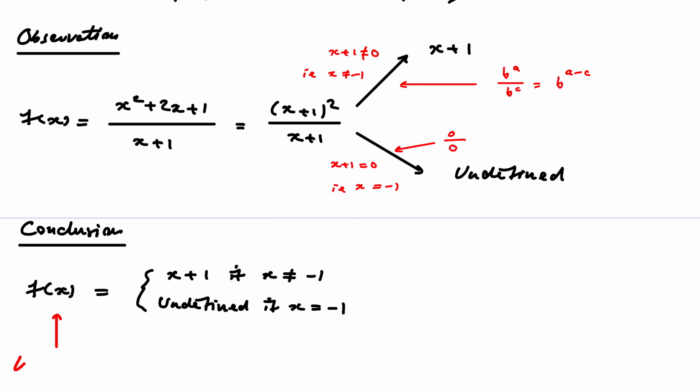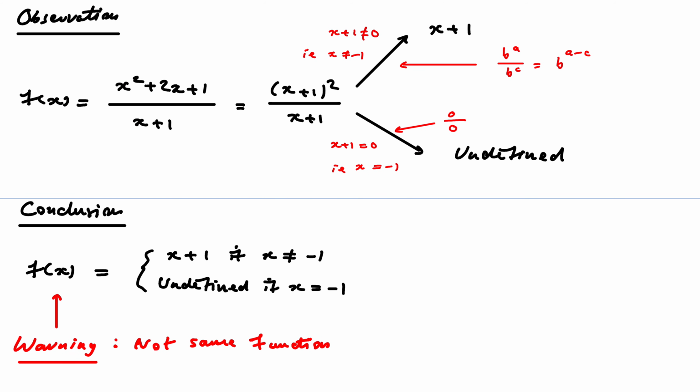So warning, very close but not the same function as just x plus 1. If I write the function x plus 1, I'm implicitly assuming that its domain is equal to all x where it makes sense. That makes sense for any x, including -1. So this is very slightly different.